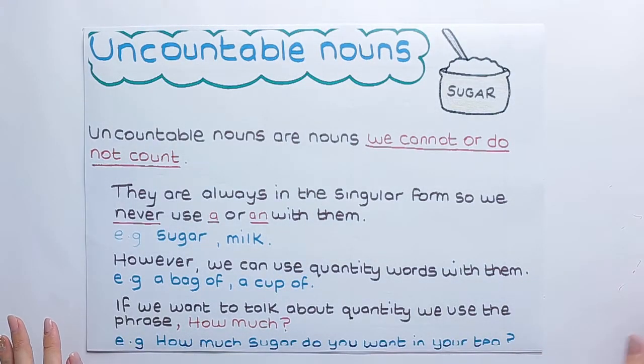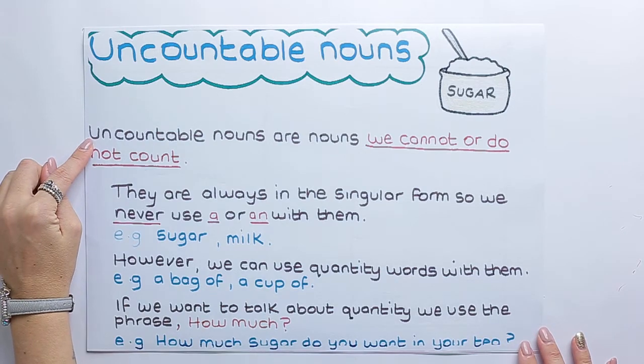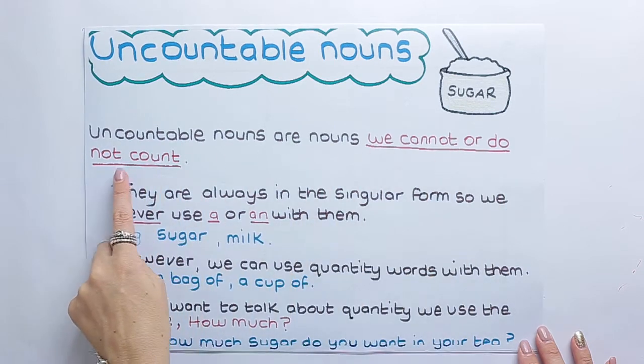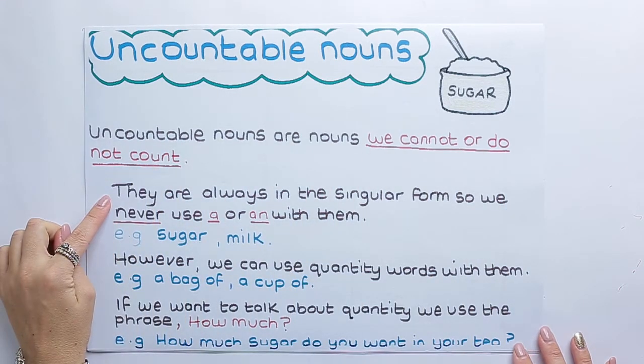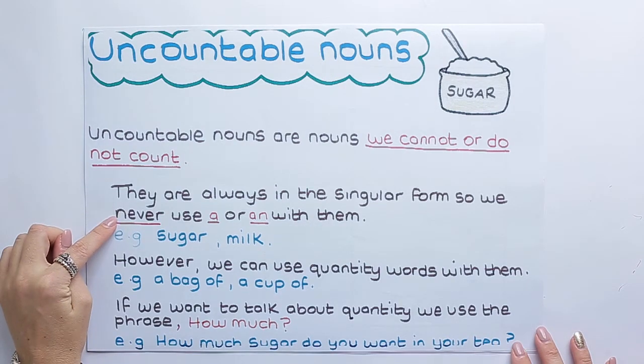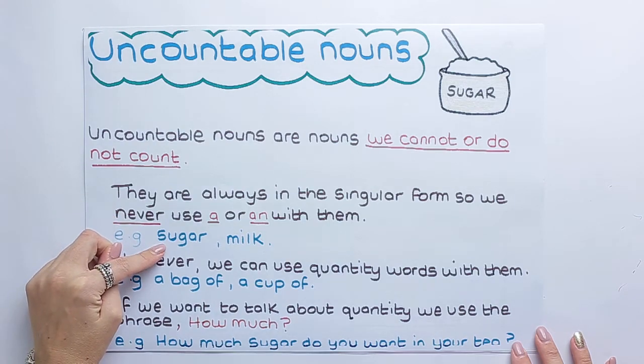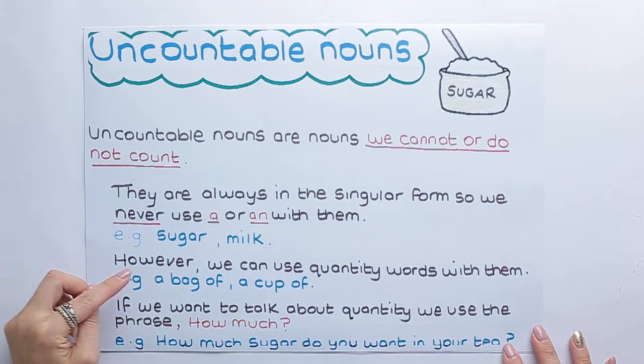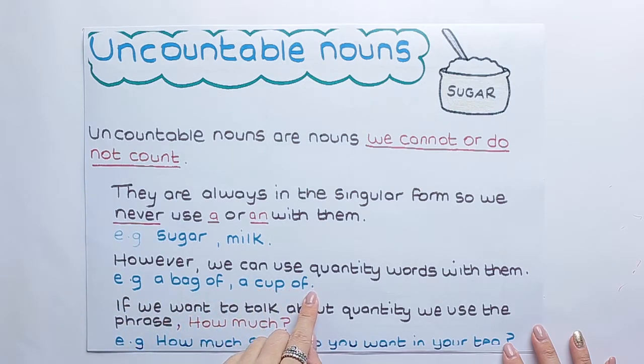Uncountable nouns. Uncountable nouns are nouns we cannot or do not count. They are always in the singular form, so we never use a or an with them. For example, sugar, milk. However, we can use quantity words with them. For example, a bag of, a cup of. A bag of sugar, a cup of milk.